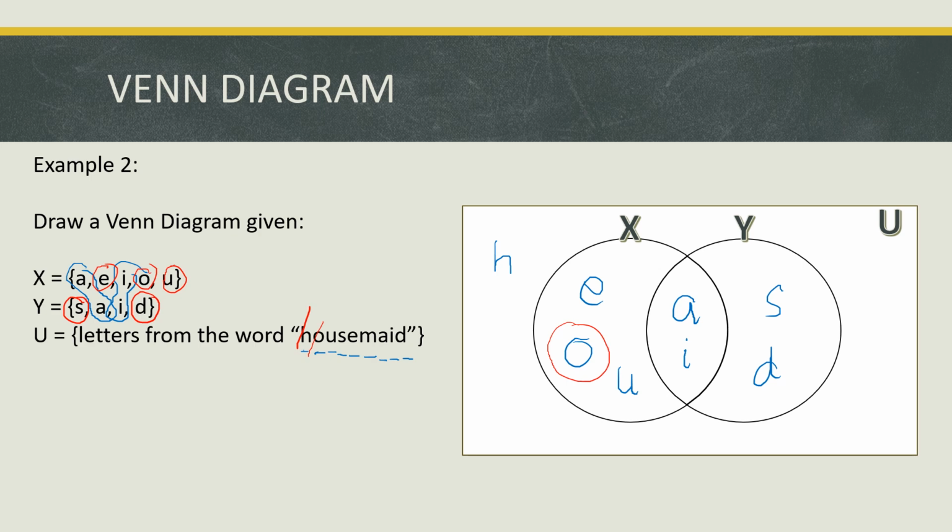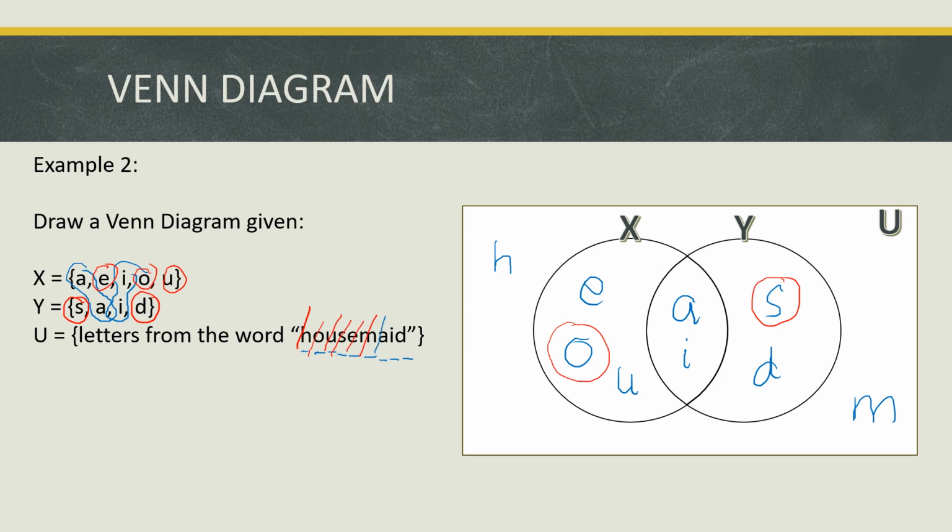And so as with U, letter S is inside the circle Y. Letter E is in the circle X. Letter M, we do not see the element M inside the circles X and Y. So we're going to write it outside the circles X and Y. But still, it belongs to the universal set.